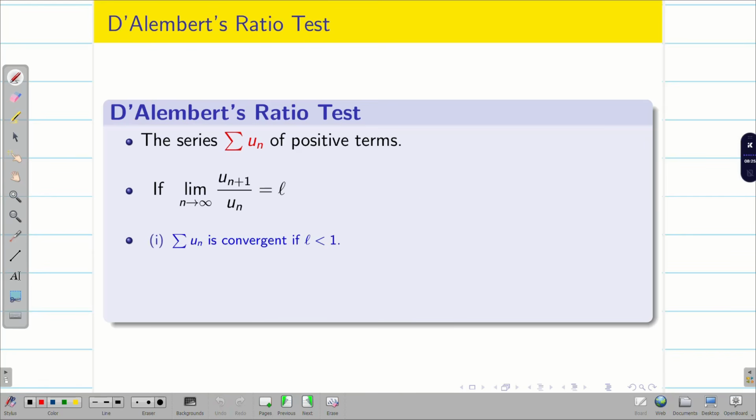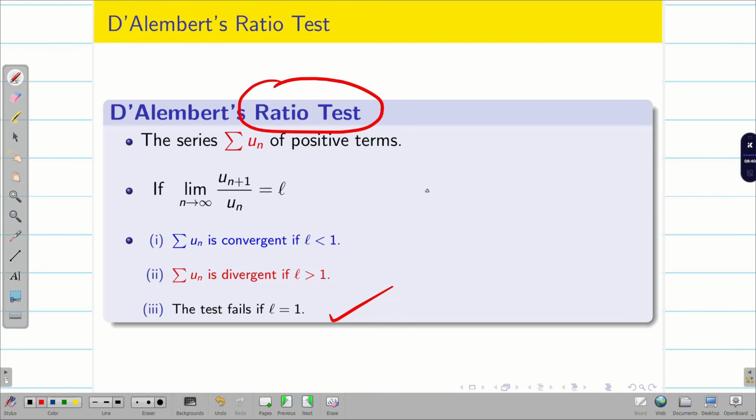So if it is less than 1, summation un converges. If it is greater than 1, summation un diverges. If it is equal to 1, the test fails. So D'Alembert's ratio test has a drawback. When you get L equal to 1, I cannot say any conclusion. Here the test fails. Hope you understand, students.